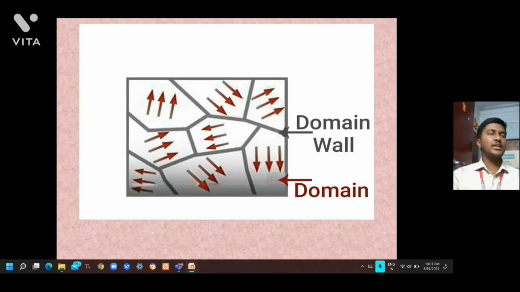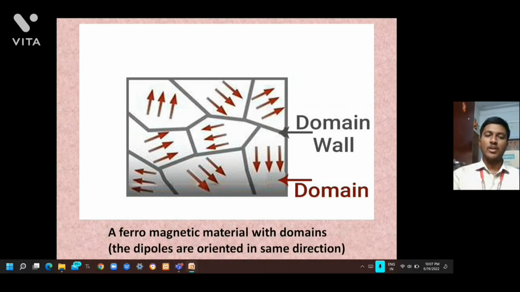Next, if we see the diagram, we can observe the boundaries, that is the domain wall, and inside the boundary there are chambers. Each is called a domain. In a ferromagnetic material with domains, the dipoles are oriented in the same direction. We can see that in a specific domain, the dipoles are oriented in the same direction, which is completely magnetized.